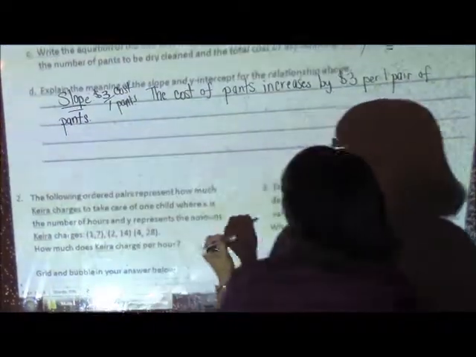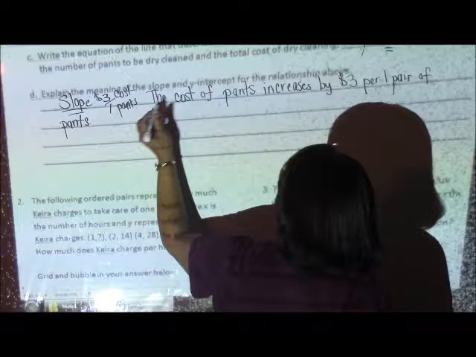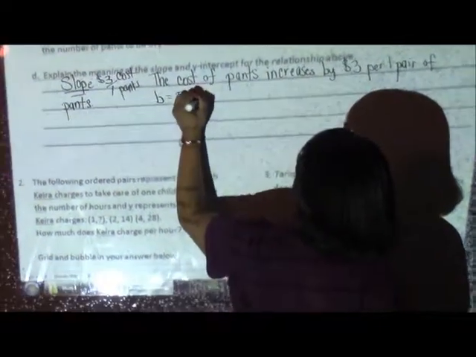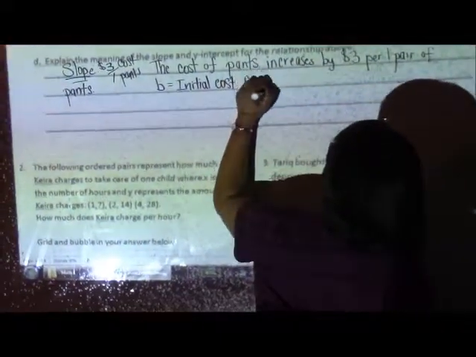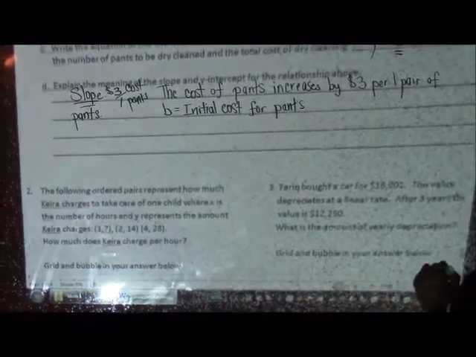Now the y-intercept, that's the initial cost for our pants. So b is your y-intercept, the initial cost for pants. Alright, so that's how you do number 1.